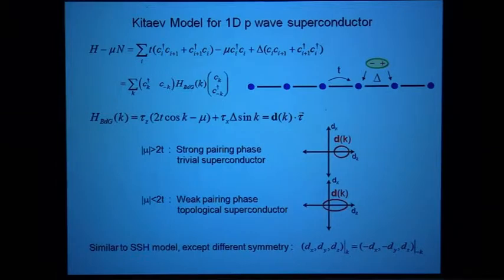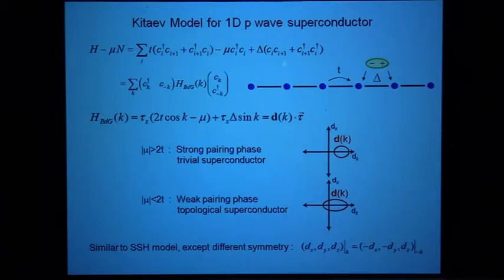Okay, and so there really are two different topological phases that you can have. So this is a way of thinking about this one-dimensional Kitaev model. Now, of course, Kitaev was able to make this model even simpler.